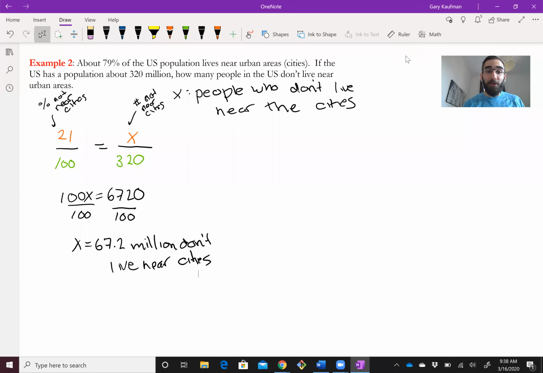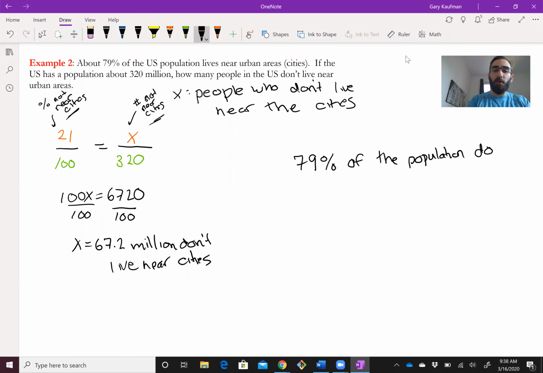So I've written out the way that we did it previously. Again, note that I said percent not near the cities. That's why I wrote 21, because 79% were, 21% were not. That matches our number of not near. Now let's take a look at what we're doing. Now originally we had 79% of the population do. So therefore, we would say 21% of the population do not.